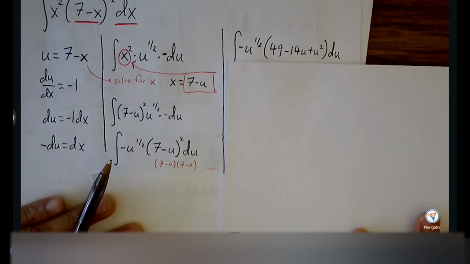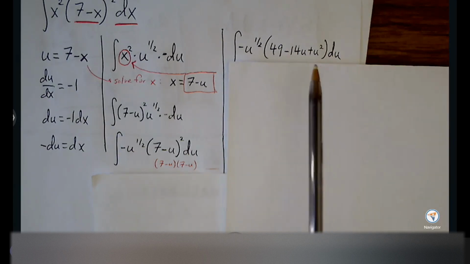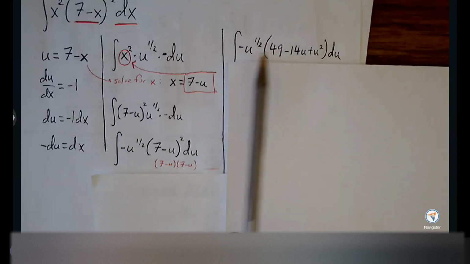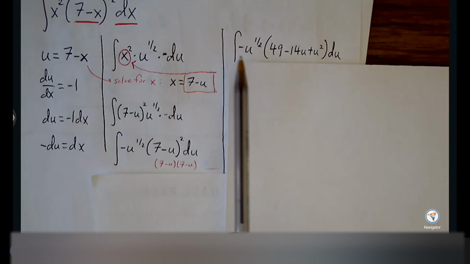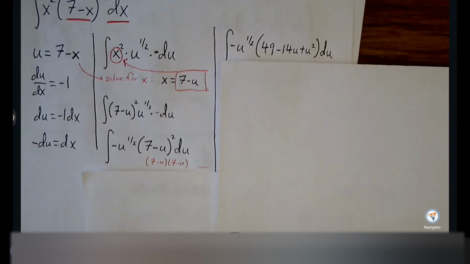So here's my expansion of my binomial. 49 minus 7u plus u squared. My combined like terms of 7u gives me 14u, but still leave it in a set of parentheses because we still have something outside of it that is still unresolved. Okay, we're almost there. Distribute the negative u to the 1/2 through. Make sure that when you're multiplying your variable u's, that you're adding your exponents.